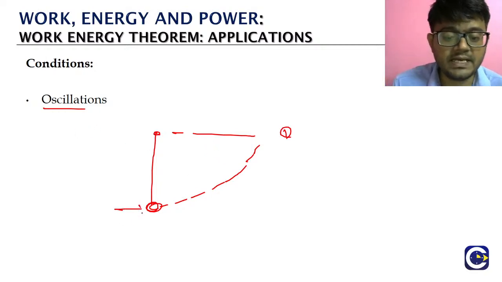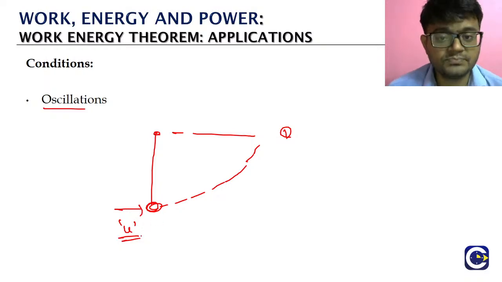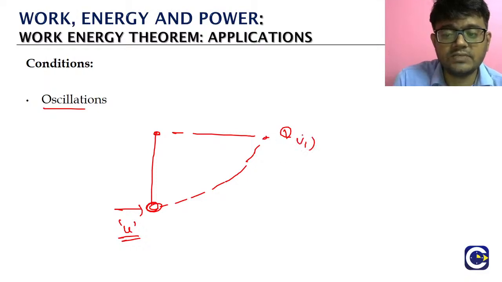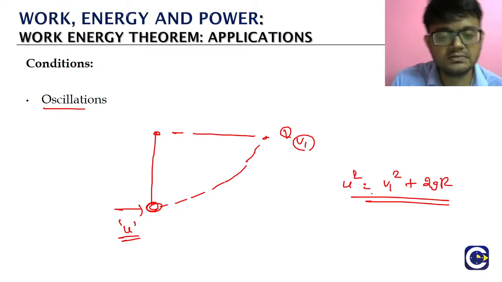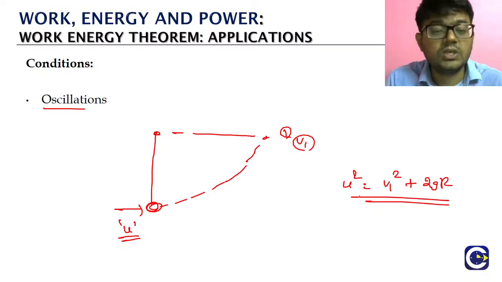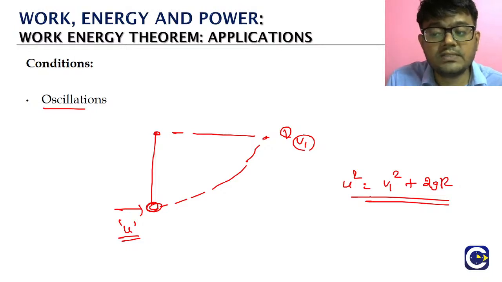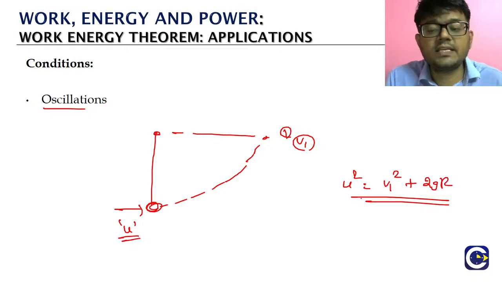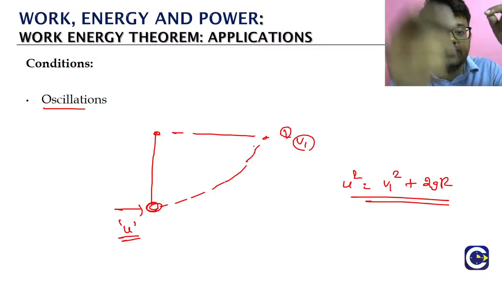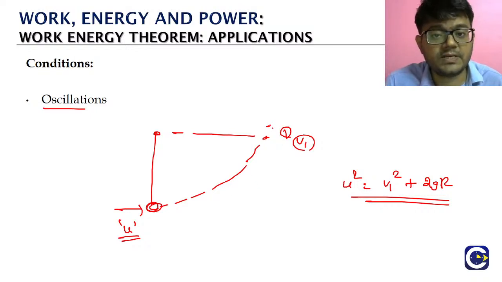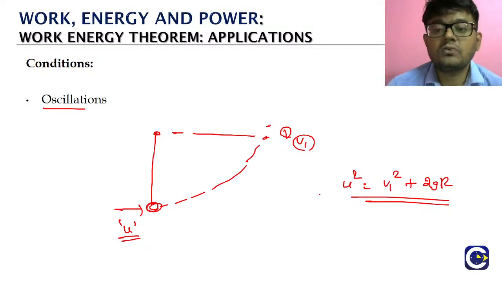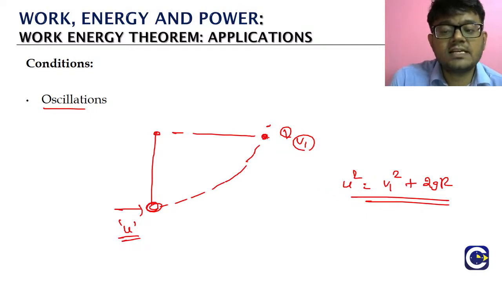If the initial velocity is u, and the velocity at this point is v1, what is the relation? u square is equal to v1 square plus 2gr. Already in the relation, u square is equal to v1 square plus 2gr. Oscillations will be happening till it is reaching this particular point. So we will have to look at whether it is reaching this horizontal position.